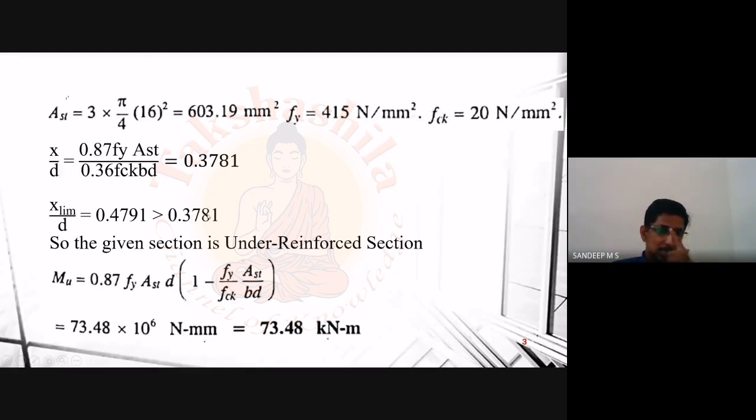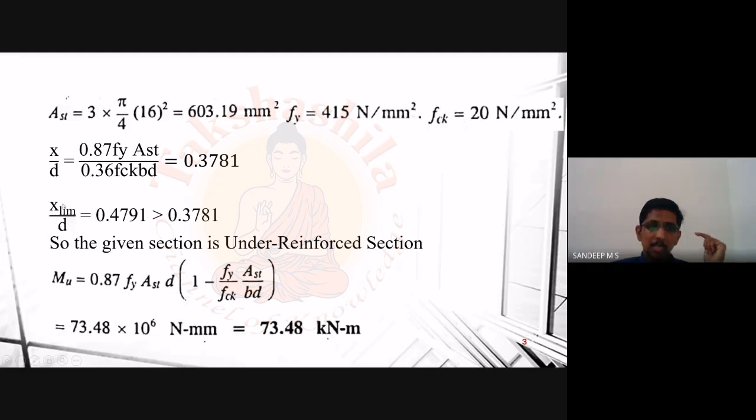As the first step, I am just calculating the XU by D value, which is given by 0.87 Fy AST by 0.36 FCK into BD. This relation we have already derived. Once I substitute the values of Fy, AST, FCK, B as well as D, which are given in the question, I will obtain my value of XU by D as 0.3781. So in this particular case, my actual neutral axis depth ratio is 0.3781. Now what should I do?